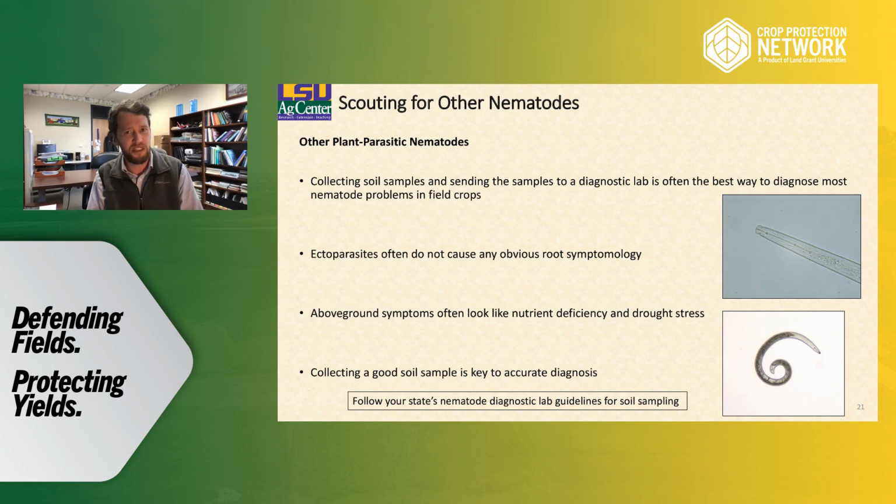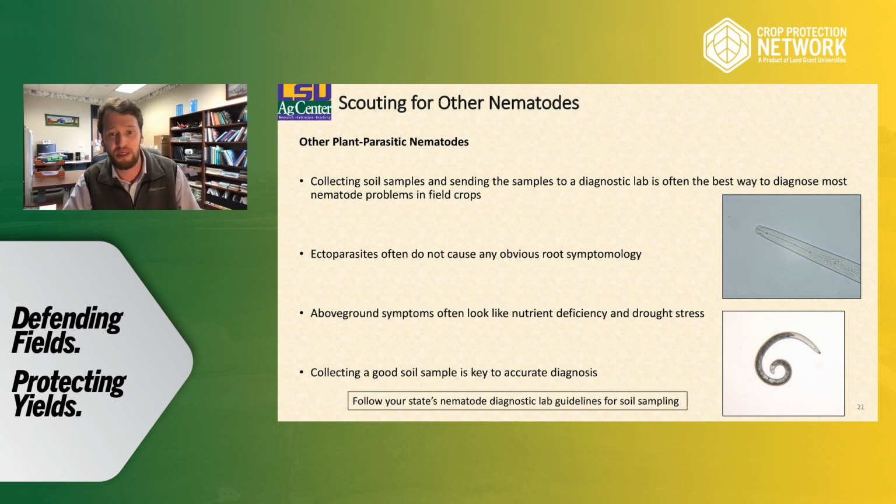And lastly, how do we scout for other nematode problems? There's a vast array of plant-parasitic nematodes that go after the crops that we produce here in the United States. The key is going to be collecting soil samples and sending the samples to a diagnostic lab. It's often the best way to diagnose most of the nematode problems in our field crops. Ectoparasites often don't produce any obvious root symptomology. I mean, we might get stunting of the roots or stubby looking roots, but it's hard to specifically say that's due to this nematode pest.